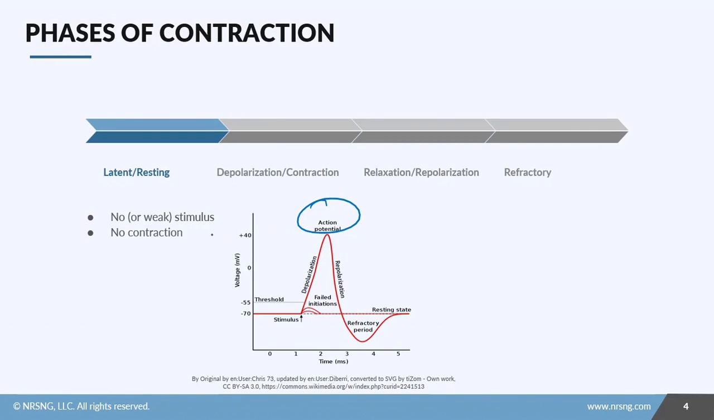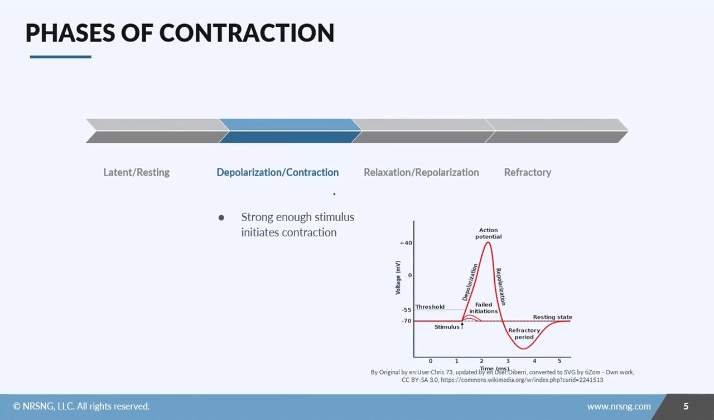When we're talking about the latent phase of contraction, there's a weak stimulus, and so no contraction is going to happen. The important thing here is that with the action potential, there's a certain threshold that has to be met. If it doesn't pass this threshold, no contraction is going to occur. So this is where we talk about a weak stimulus.